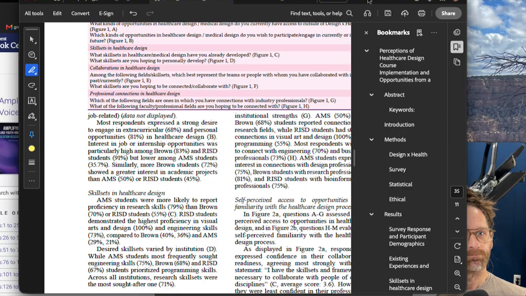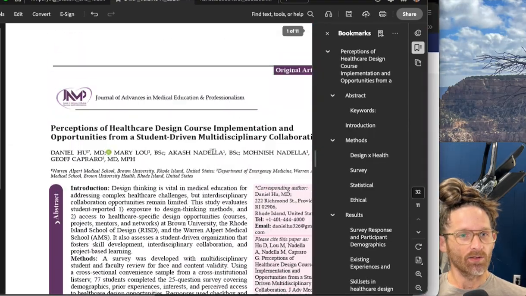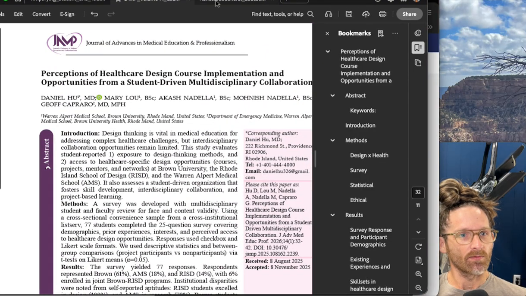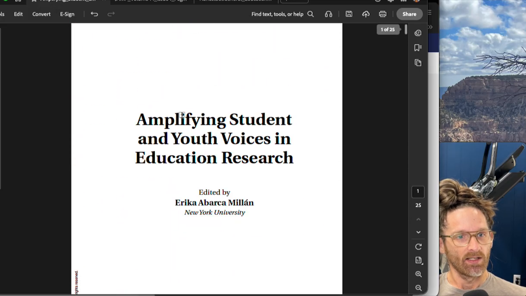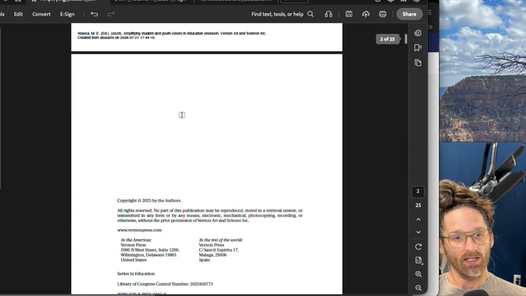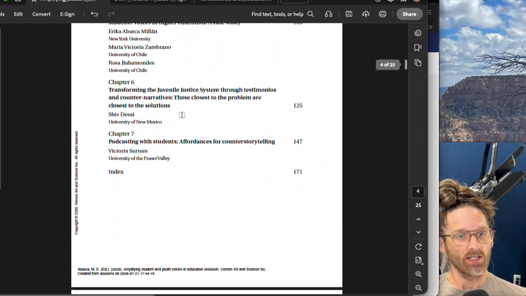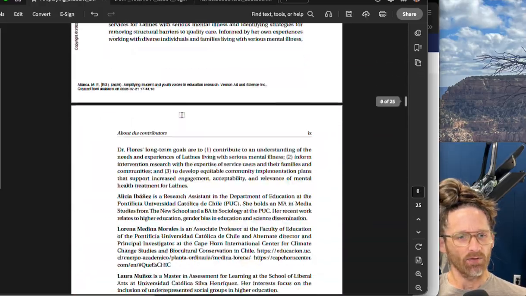All right, here we go. So I just downloaded the first 25 pages. Oh, that's the wrong book. I just downloaded the first 25 pages, which has the cover page, the table of contents, the introduction, and the first half of the first chapter.